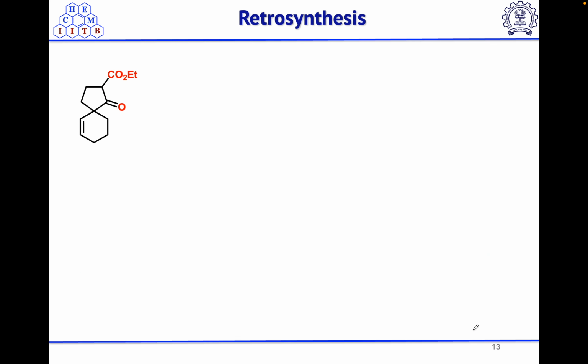Okay, so this is our next molecule. So what type of functional groups are there? It is also a spirocyclic compound. Also, it has an ester, like a beta keto ester, and an olefin in the six-membered ring, right? So what will be the next move?